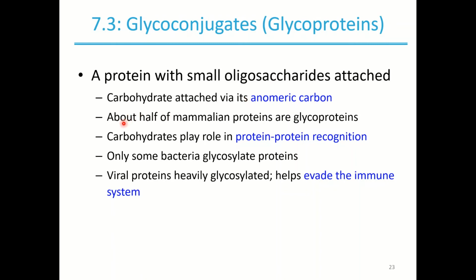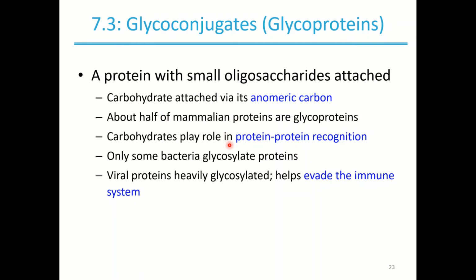This is really pretty important because about half of mammalian proteins have sugars attached to them. We can refer to them as glycoproteins, which is pretty crazy because, as far as I know, this idea of sugars attaching to proteins isn't extremely well known. I'm a protein biochemist myself, and I don't really consider sugars attached to proteins very often. But half of mammalian proteins have them, so it's obviously pretty important.